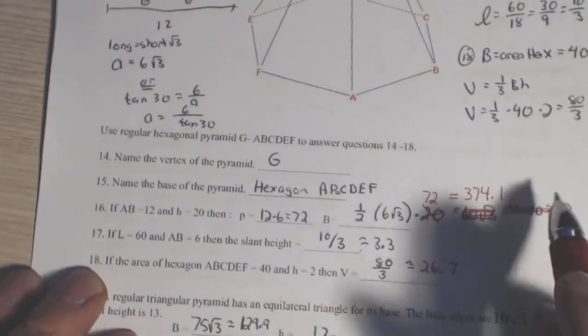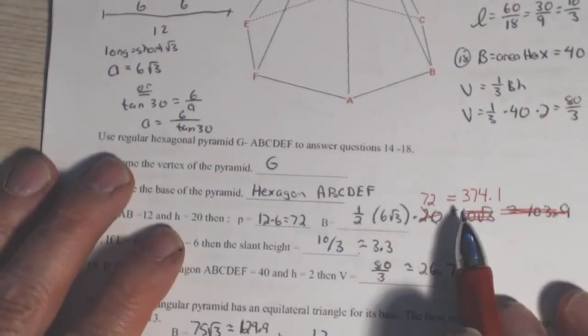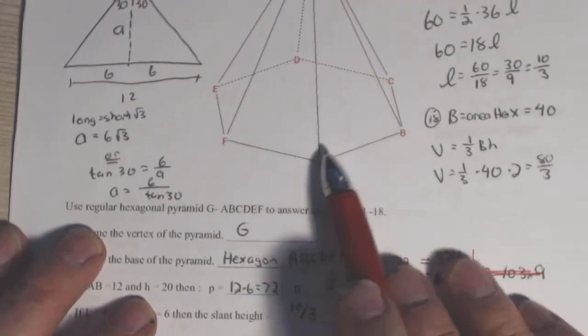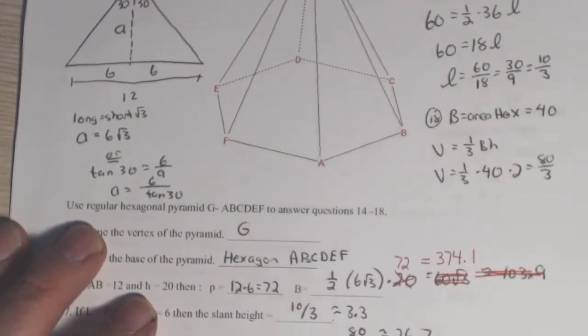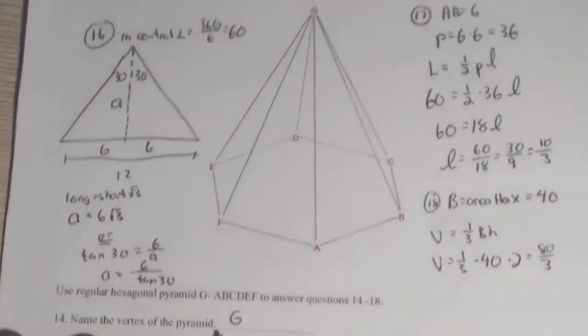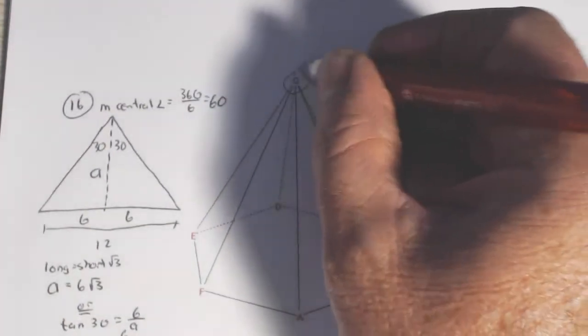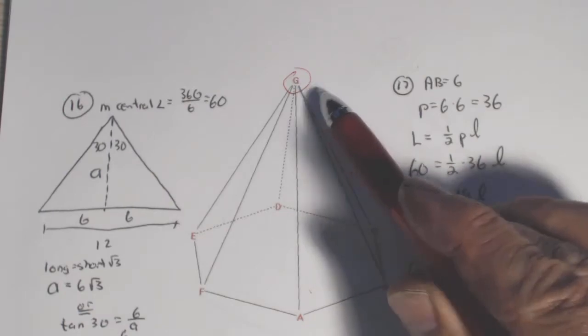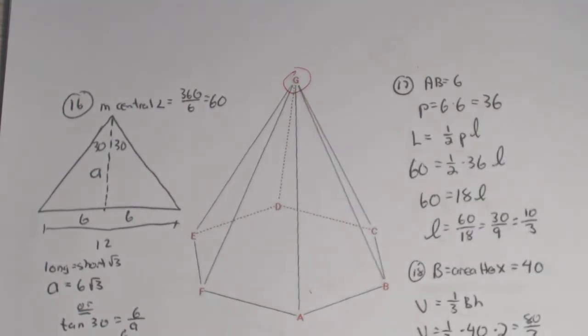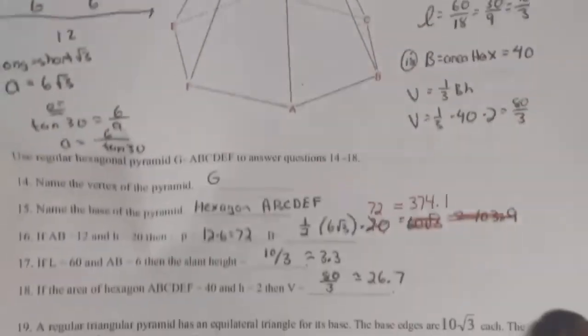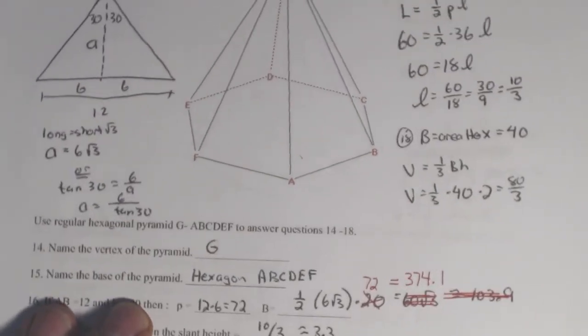Okay, next page we have a regular hexagonal pyramid, and when you think about getting the areas of these regular bases, think about using 1/2 a p, although this one we could have used 30, 60, 90, but 1/2 a p will work all the time for the area of the base when you have regular polygons. Okay, we're supposed to name the vertex of the pyramid. That's where all the triangular lateral faces meet at the top. It's the point, so it's G. And name the base. The base is the hexagon.